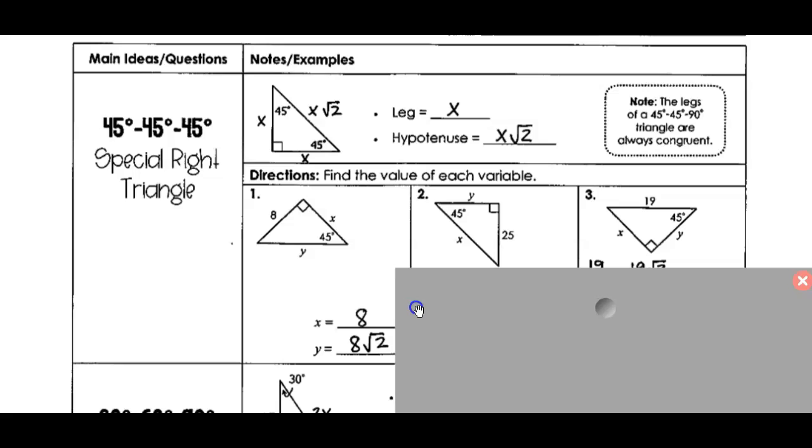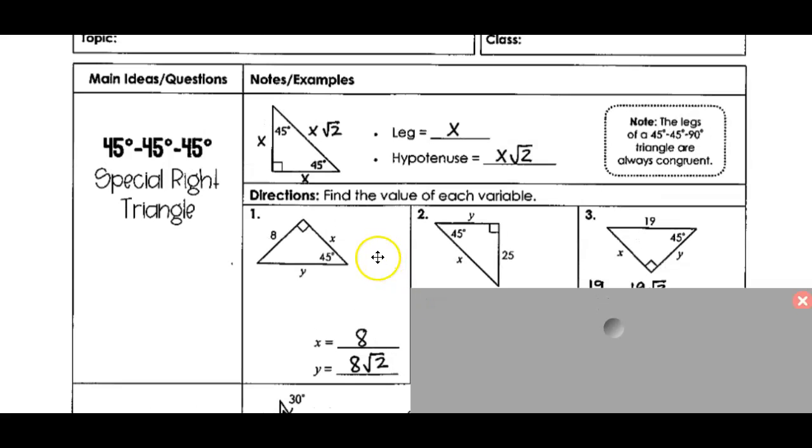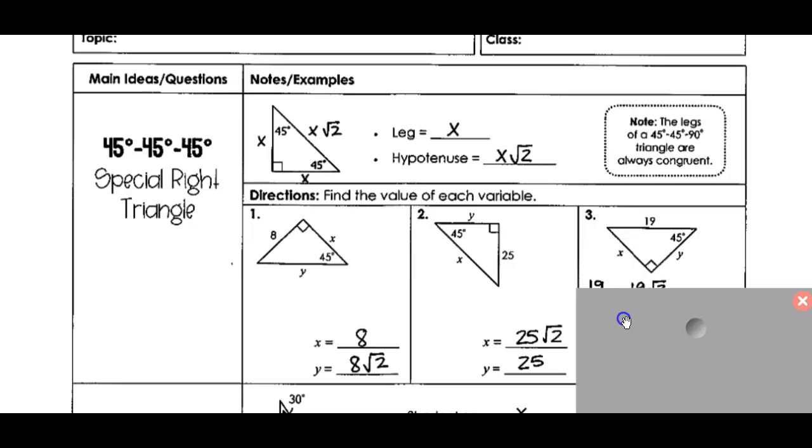Okay, so for number 1, I want to make sure that I'm repeating the leg for x, and that I'm attaching a root 2 for y. And number 2, the same thing. I'm repeating the 25 for x, and attaching a root 2 for y. So both of those hypotenuses contain the same number that the leg did, just attaching a root 2 to it. And then for number 3, this time I'm going the other direction.